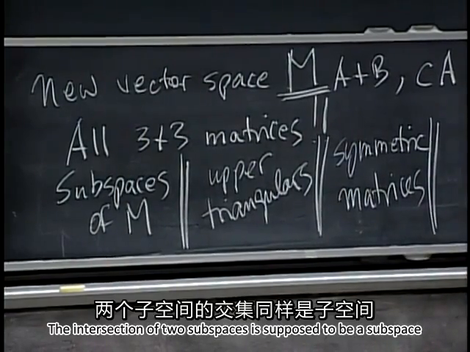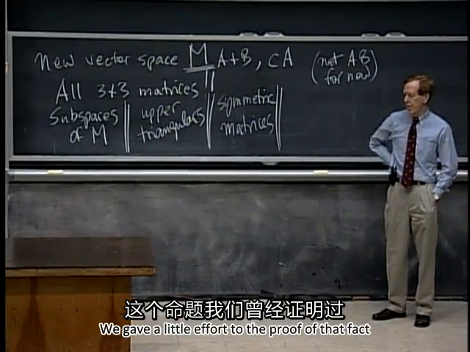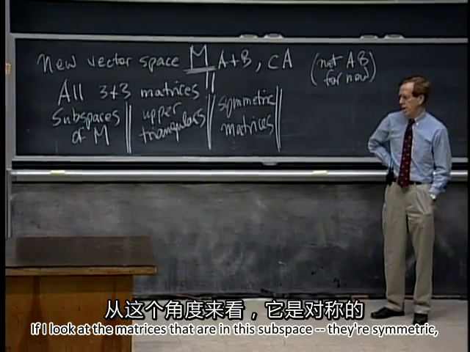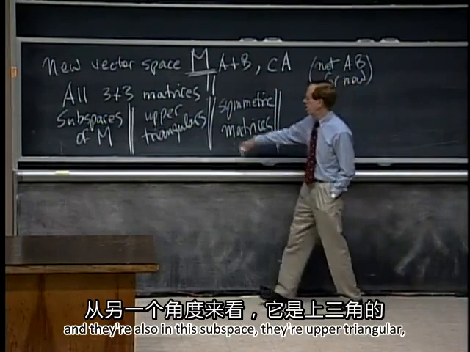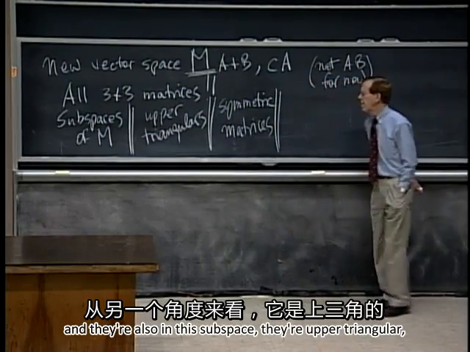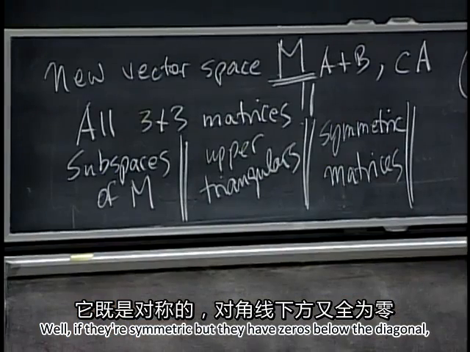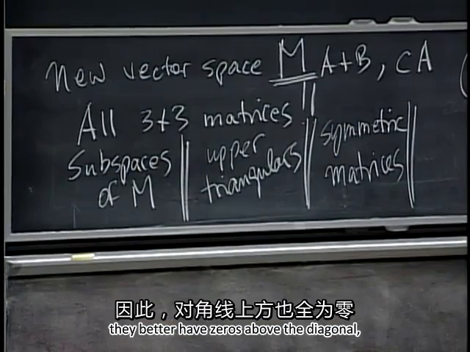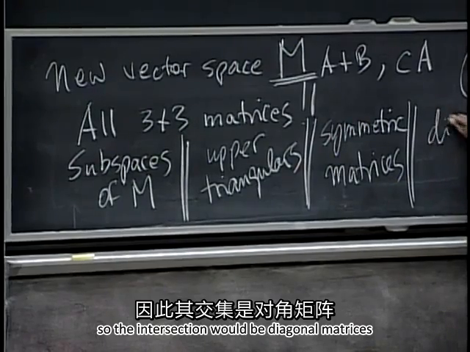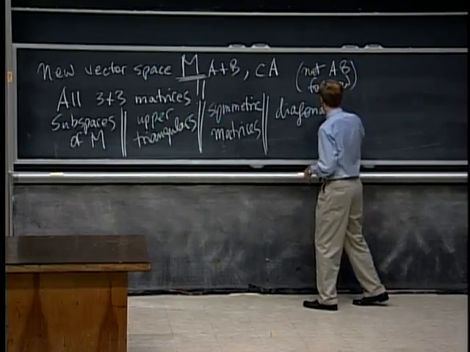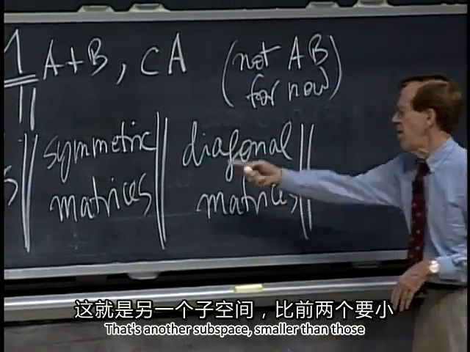The intersection of two subspaces is supposed to be a subspace. We gave a little effort to the proof of that fact. If I look at the matrices that are in this subspace, they're symmetric, and they're also in this subspace, they're upper triangular. What do they look like? Well, if they're symmetric, but they have zeros below the diagonal, they better have zeros above the diagonal. So the intersection would be diagonal matrices. That's another subspace, smaller than those.